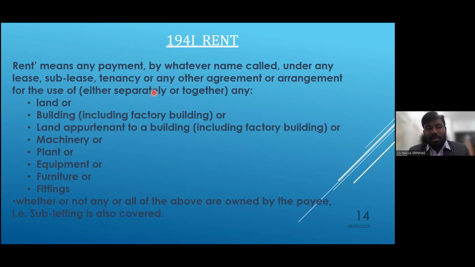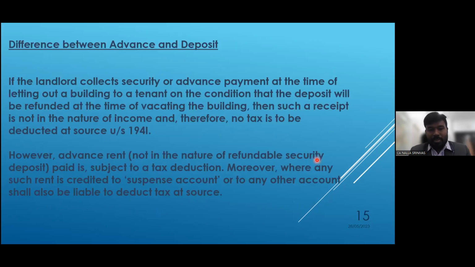It is applicable on land, building, land appurtenant to the building, machinery, plant, equipment, furniture, fittings. So on all these TDS is applicable. The difference between advance and deposit is made clear. Everywhere we give an advance of 2 to 3 months, and TDS is applicable. A deposit is a refundable deposit, it is not a receipt. At the end of the term, when you return the property, they will give the deposit back to us. So on deposit TDS is not applicable, whereas on advance it is applicable.